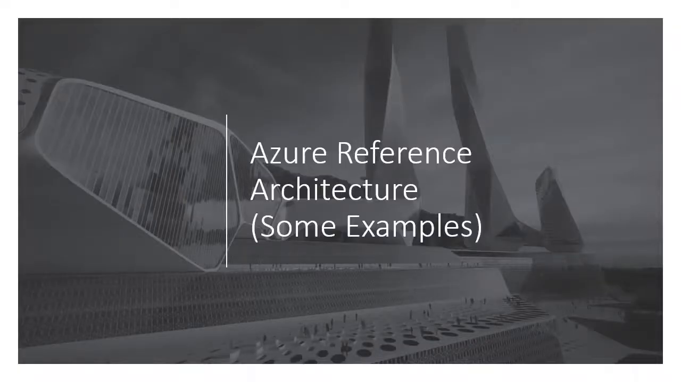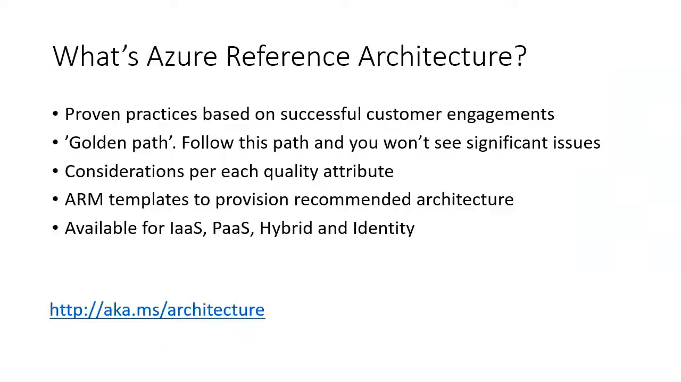So here are some examples of Azure reference architectures. I know that we spent a lot of time discussing the basics, but I want to show you some examples. A reference architecture is proven practices based on successful customer engagements. We internally call it a golden path. It's like a template of architecture that you would normally follow as a basis of how you deploy certain solutions or certain approaches on Azure.